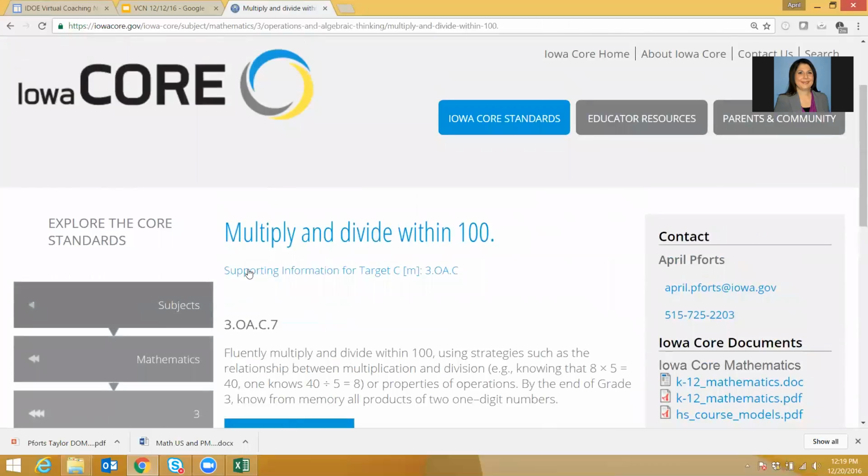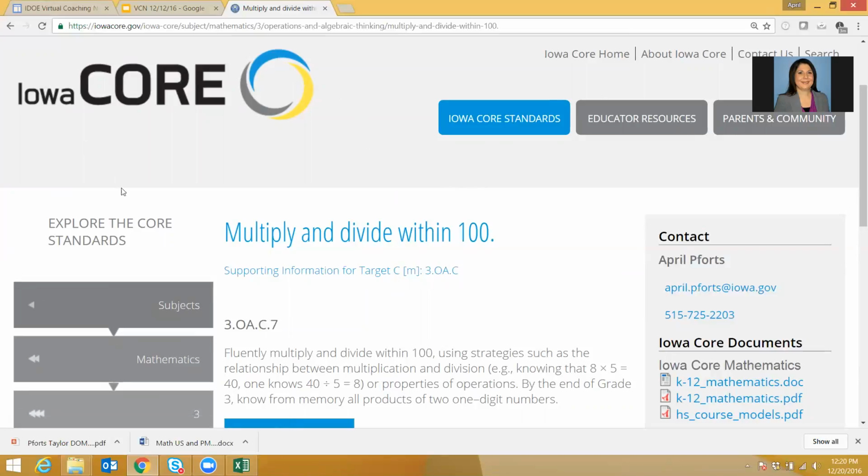Also, you'll notice that right here, supporting information for target C, this is your connecting information for your assessment targets. So when we talk about assessment, we talk about it in terms of assessment targets, right? What are the things we want to hit? So standards we cluster together, and targets, those are the things we wanted to hit. The nice thing about this is those are connected. So the individual standards that are in a particular cluster will also be the standards that are in my assessment target.